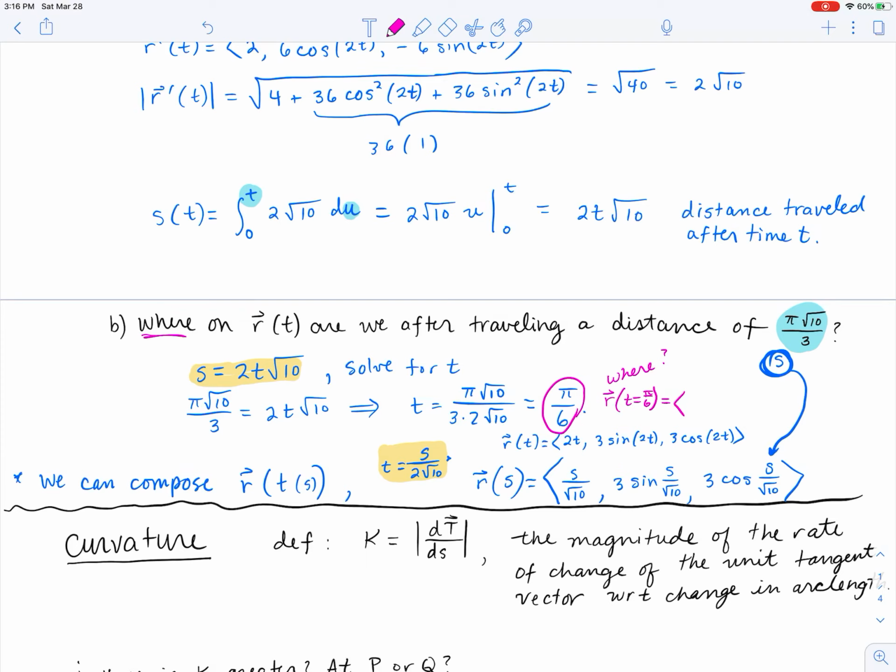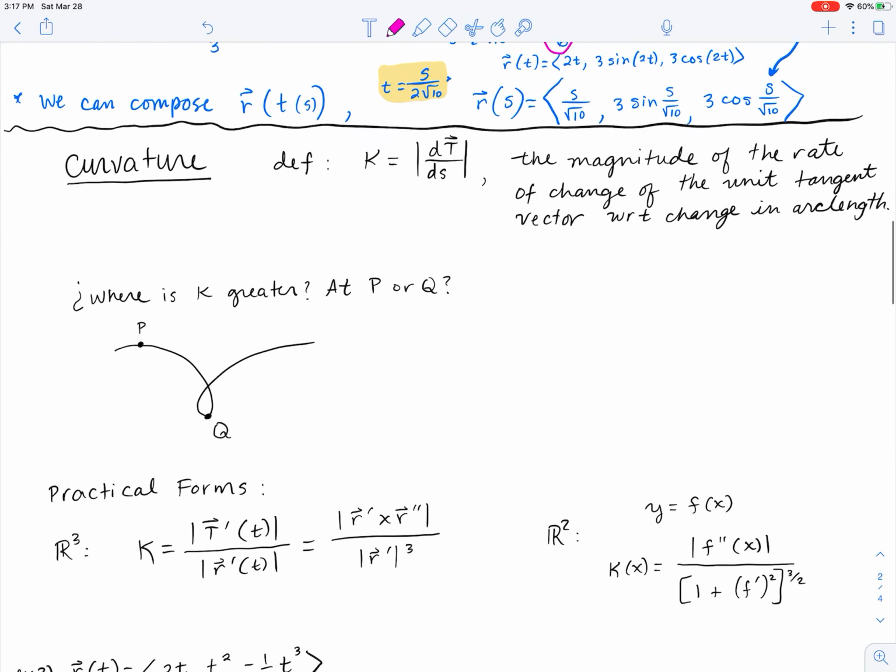And what we should get is the vector pi over 3, 3 root 3 over 2, 3 halves. And so that's the point that we are on the curve after traveling the distance of pi root 10 over 3.